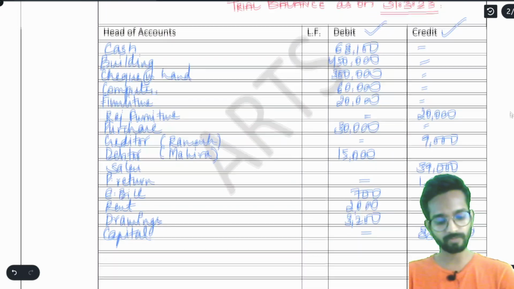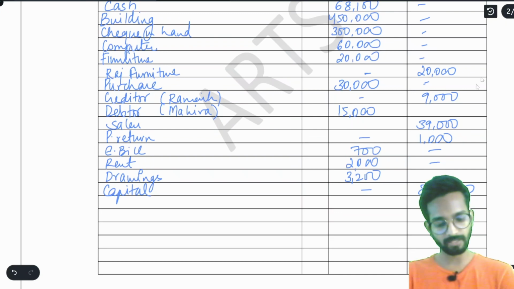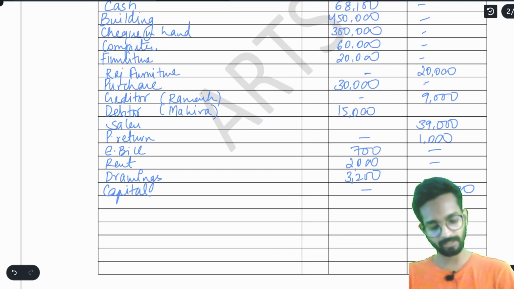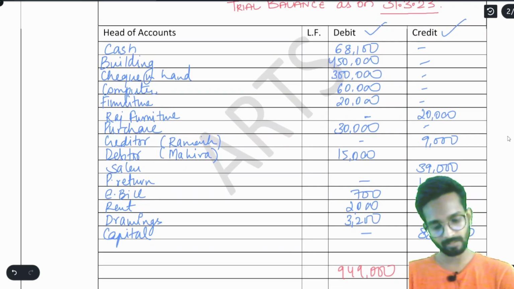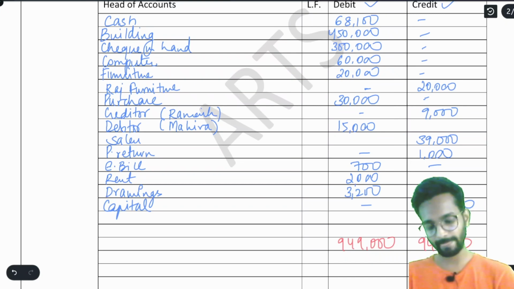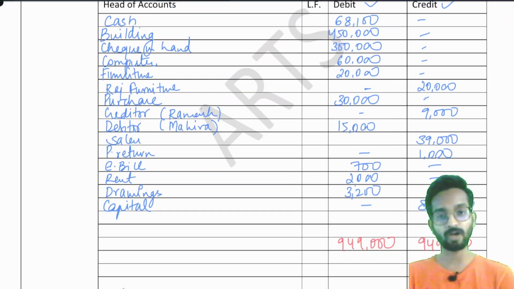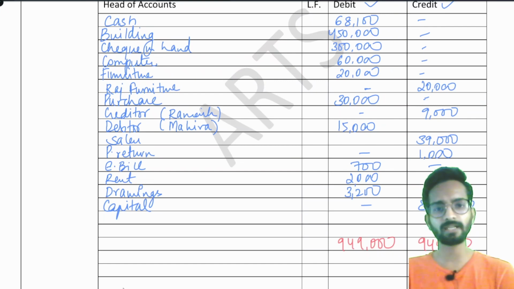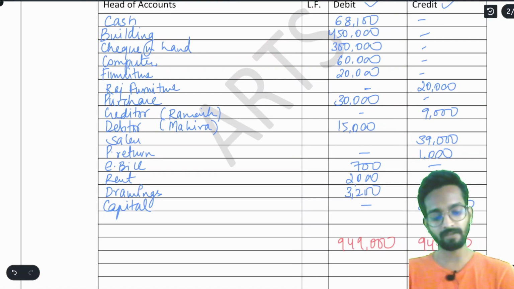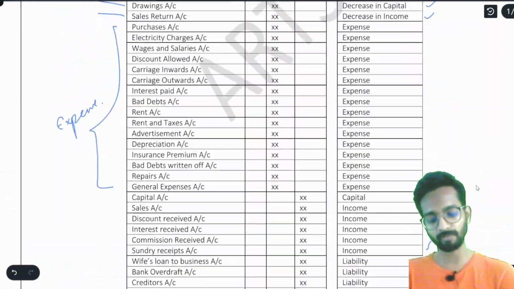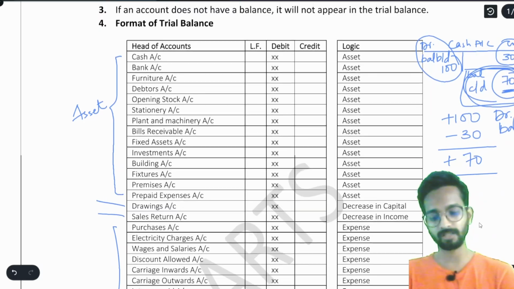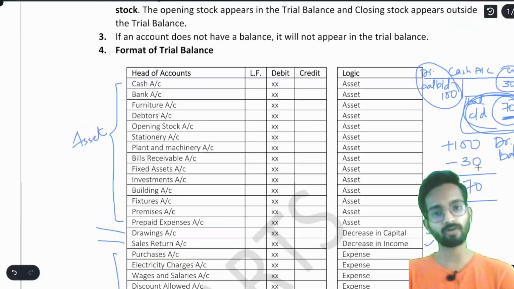Now when we do the total, it will become 8 lakh 80, 29 lakh, 9 lakh 40, 9 lakh 49. So the total will be 9 lakh 49,000 here, and here also 9 lakh 49,000. Understood? Very simple. This is our trial balance. In many questions they will give you the item directly, that this is cash, this is building, this is cheque in hand. I have already told you where everything will appear and how, in this table.